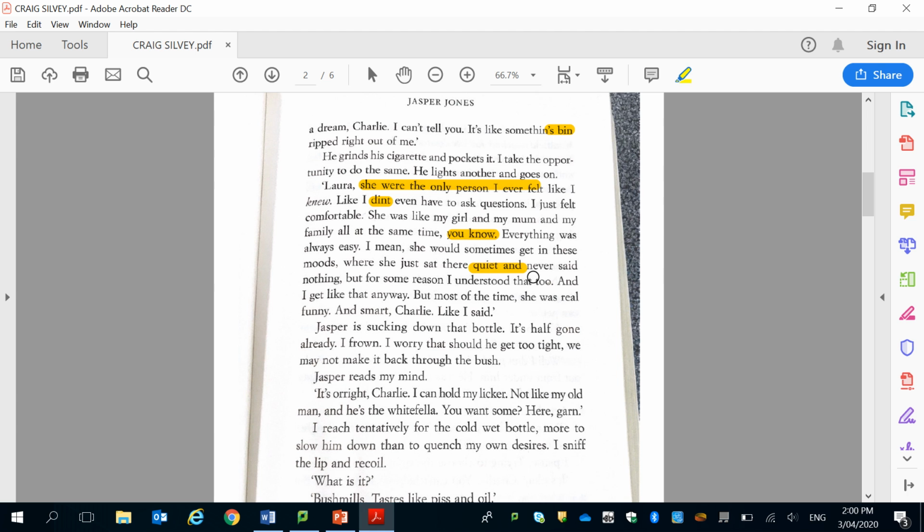Never said nothing, but for some reason I understood that too. And I get like that anyway, but most of the time she was real funny and smart, Charlie, like I said.